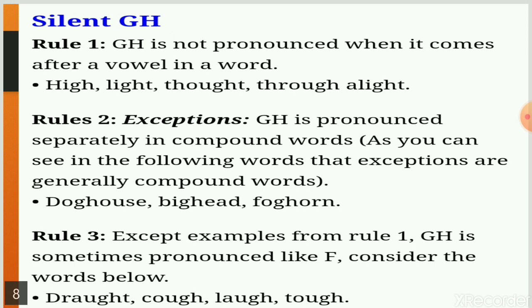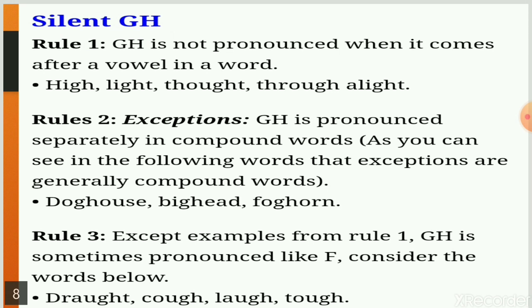Exceptions. GH is not pronounced separately in compound words. As you can see in the following words, the exceptions are generally compound words. What do we mean by compound words? Actually, when two words make another word, that is called a compound word.